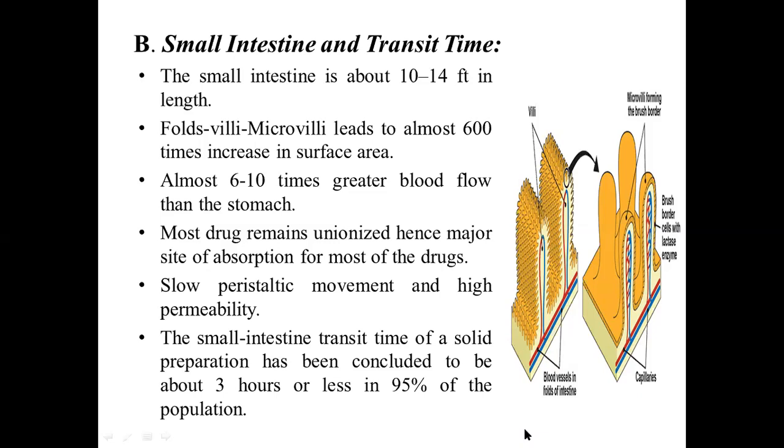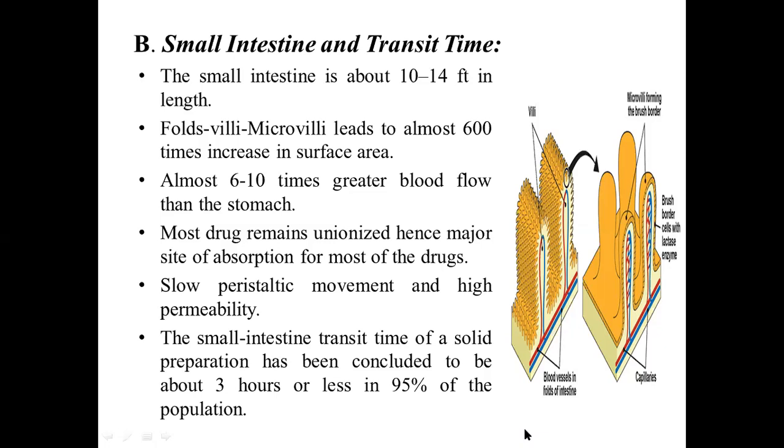There is almost 6 to 10 times greater blood flow than in the stomach. As compared to the stomach, the small intestine has greater blood flow, which also helps in absorption of the drug. Most drugs remain unionized, hence it is the major site of absorption for most drugs.